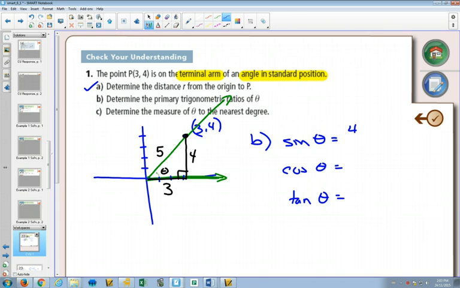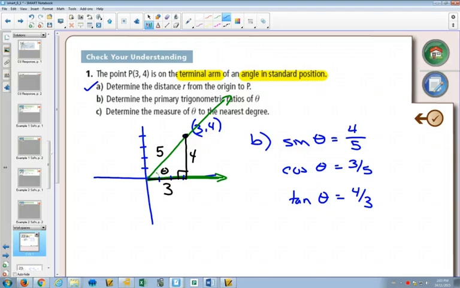Sine is 4/5, because sine is the opposite side divided by the hypotenuse. And if our angle theta is there in the corner, the opposite side is 4, and the hypotenuse is always going to be 5. Then cosine will be 3/5. And tangent, 4/3.